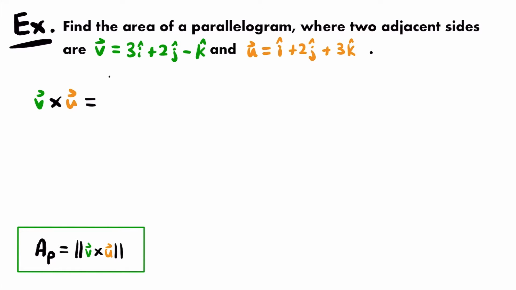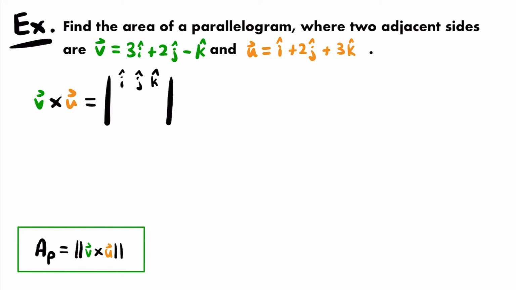We're going to set up a 3 by 3 matrix and take the determinant of that matrix, where the first row are our standard unit vectors, i, j, and k, and then the second row are the components of v, and the third row are the components of u. The second row corresponds to the components of that first vector, and the third row corresponds to the components of the second vector in your cross product.